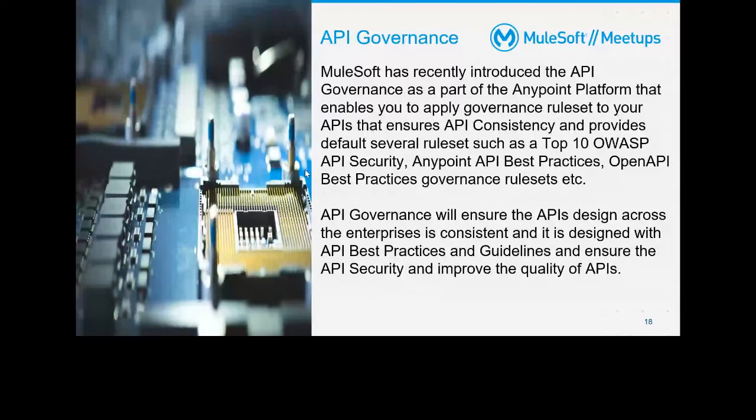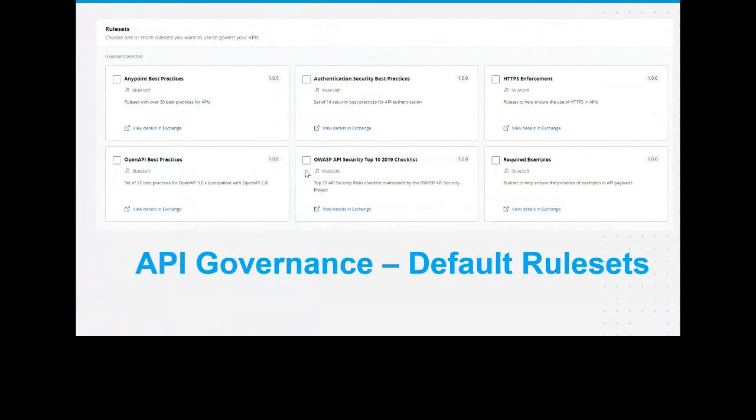So you don't have to maintain documentation for your best practices. Generally, you maintain documentation and verify everything against it, and there can be a number of documents to maintain the guidelines related to your API best practices and design. Instead of that, you can make use of this API governance feature, where MuleSoft provides a default set of rules that you can apply on your existing and new APIs. These are a few of the rule sets provided by MuleSoft: Anypoint best practices, authentication security best practices, HTTPS enforcement, OpenAPI best practices, and top 10 OWASP security best practices.